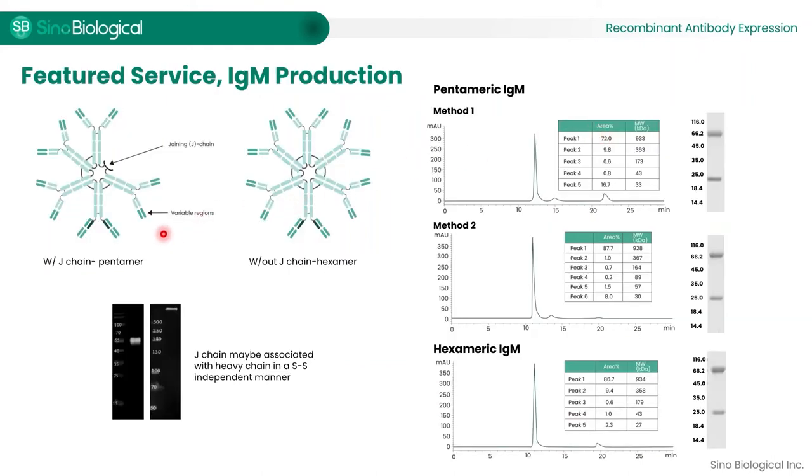Another featured service for recombinant antibody expression is to produce IgM antibodies using the HEK293 system at this point. As you know, they are huge. They can be pentamer or hexamer depending on whether they have J-chain or not. So we have two methods to produce pentameric IgMs, which requires the J-chain. And both methods are able to yield antibody at correct molecular weight and high purity analyzed by SDS-PAGE. The expression of hexameric IgM is quite similar to the expression of IgG, so this is relatively easier compared to the expression of pentameric IgM.